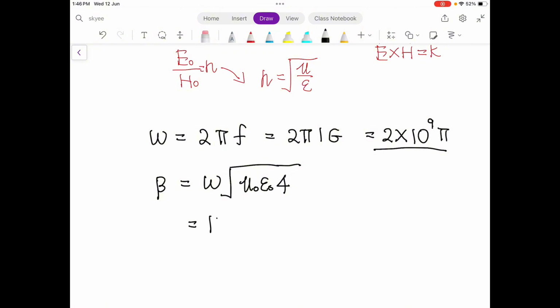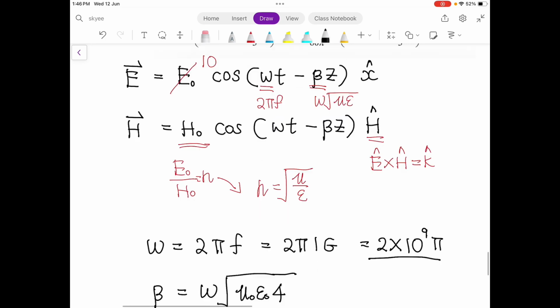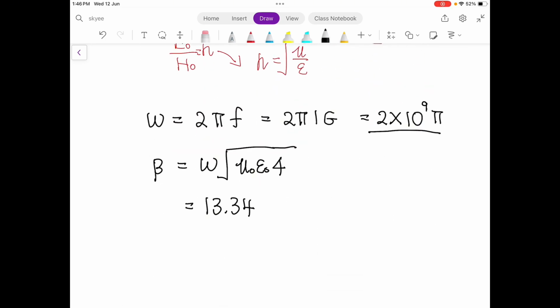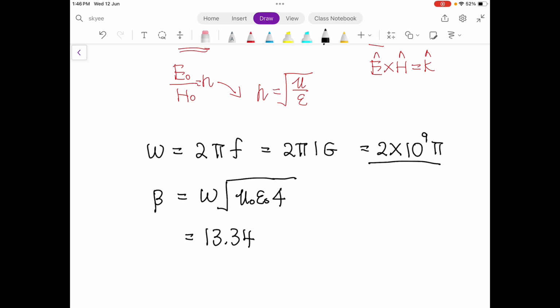So we will get 13.34. Oh, I forgot the pi, sorry. So it is 2 times 10 power 9 times pi times square root of 1 times 4, and the answer is 41.92. Okay, 41.92.